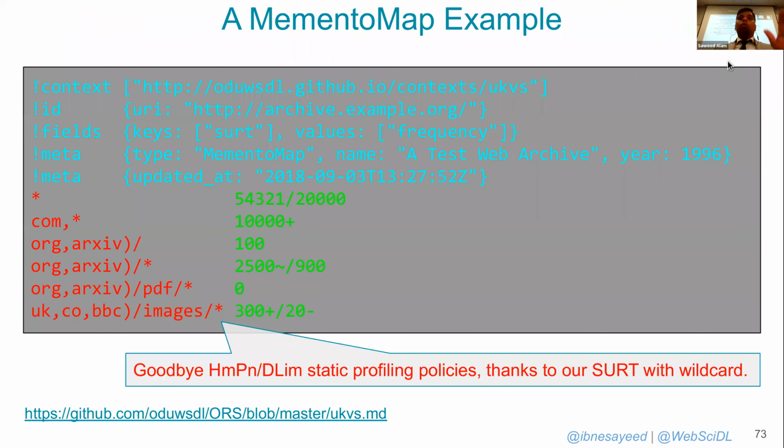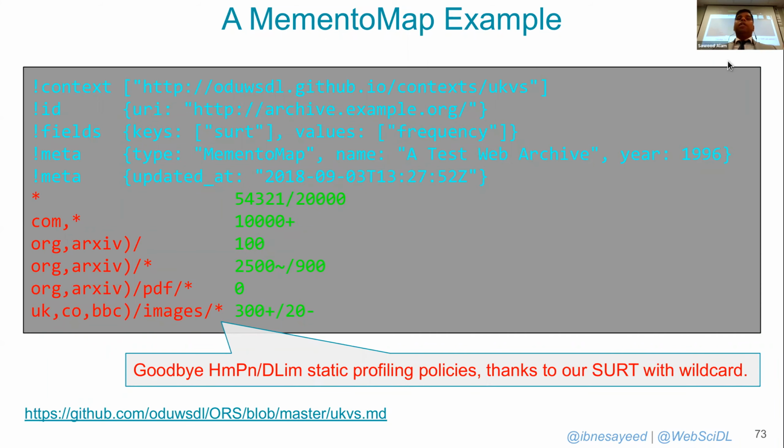So this is how a MementoMap looks. And notice that we are using star signs all the time here now. We get away with the HMPN policy and DLIM policy, all the static policies that we described before. The reason we get away with that is because those were great for baseline evaluation, but they are not good when you are trying to combine profiles of different policies. So we got to this more flexible approach here.